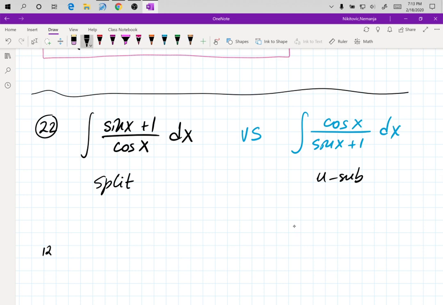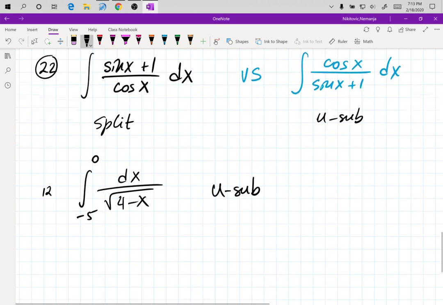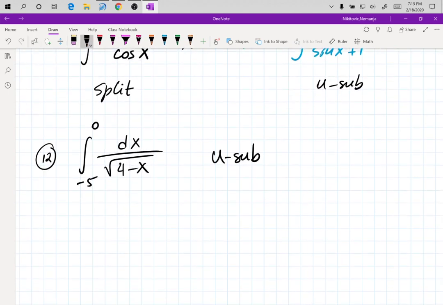Problem 12, -5 to 0, dx over square root of 4 minus x. This one should be obvious. Is this a basic integral? Can you simplify it algebraically? Exactly. Immediately it's a u sub. That's problem 12.